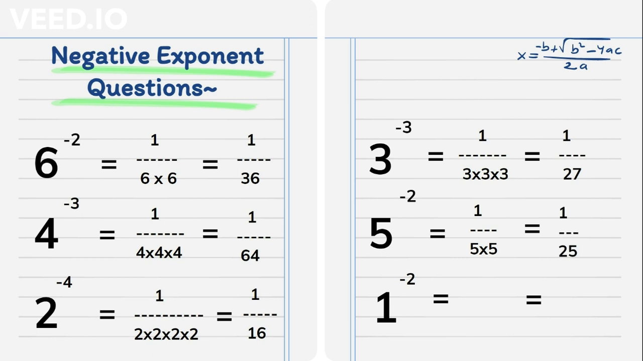The last question is 1 to the negative second power. I'm not sure why, but many students get this one wrong just because the base is a 1. But it just works the same. 1 over 1 times 1, which just equals 1 because 1 times 1 is 1, and a fraction 1 over 1 is simplified to a 1.